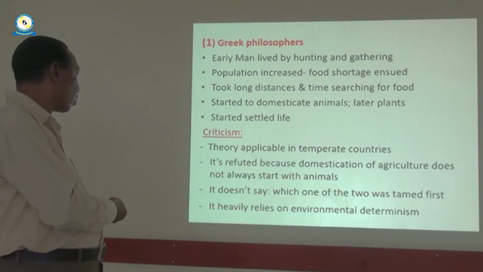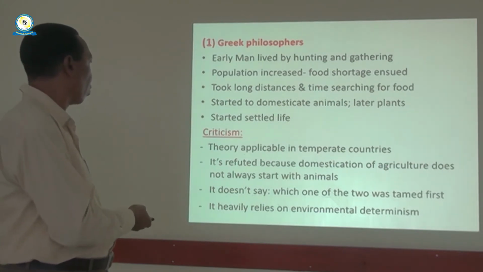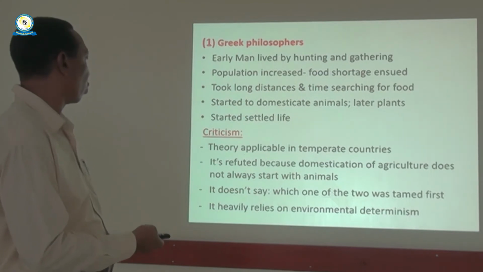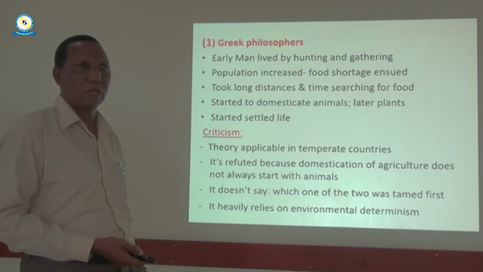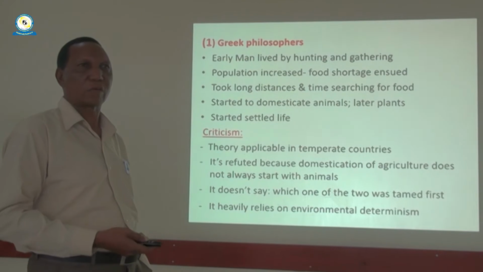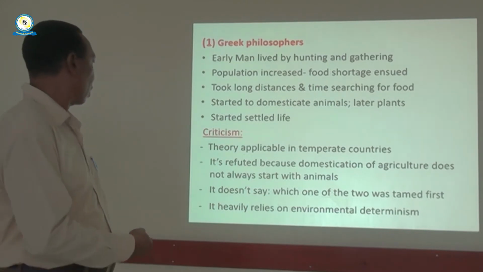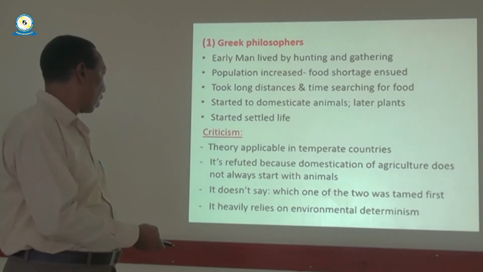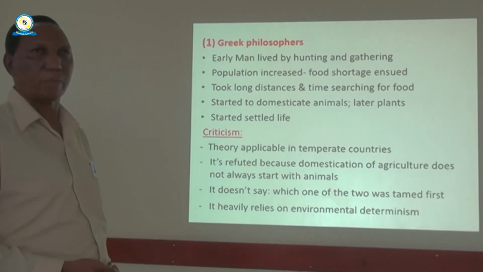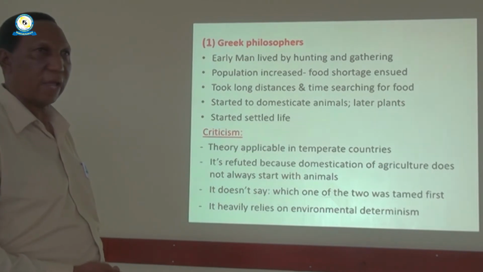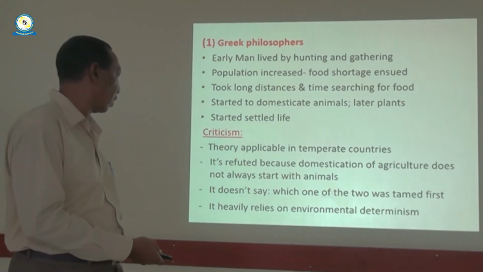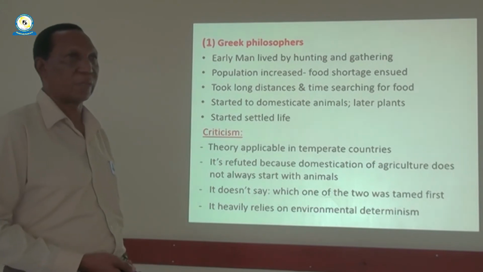But it's also criticized and refuted because domestication of agriculture does not always start with the animals. Not everywhere do they start with the animals. So it should lead to some kind of flexibility. Also, it doesn't say which one of the two came first. Besides that, it's heavily reliant on environmental determinism.